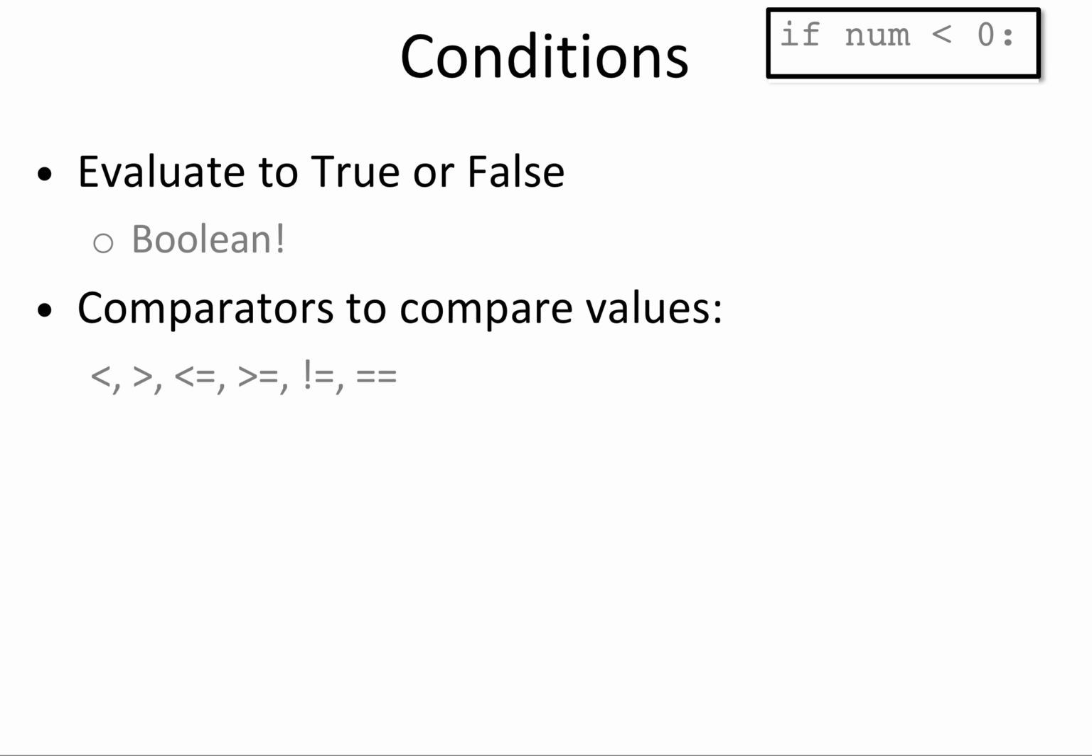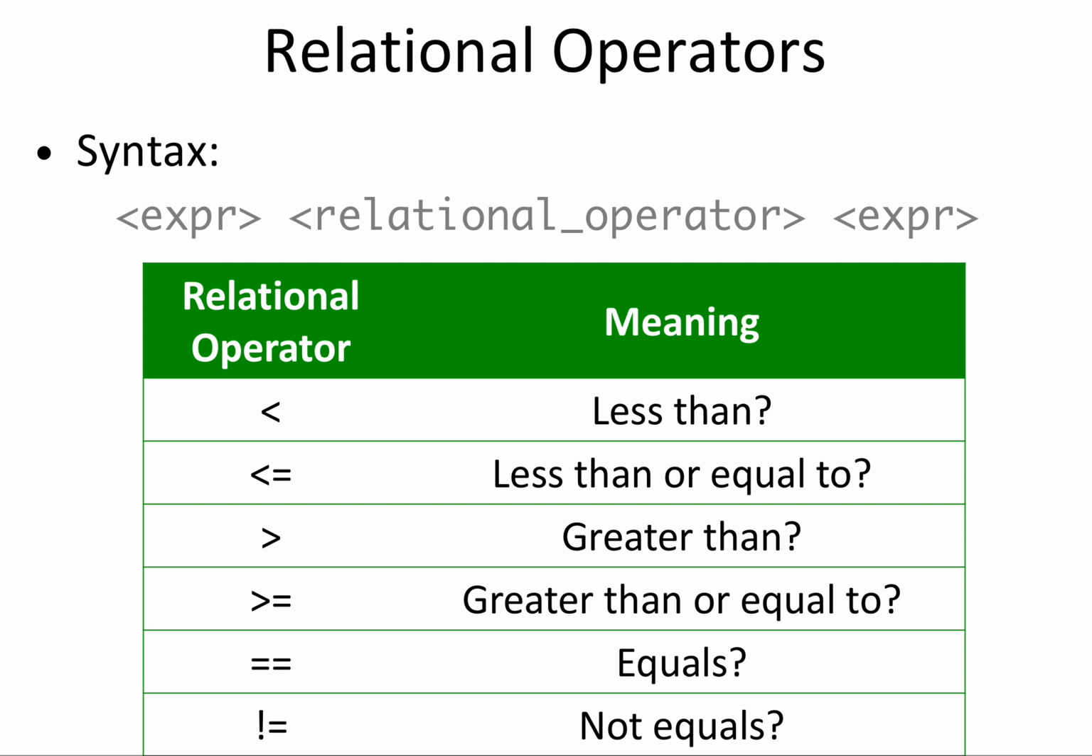Have we been using the equal sign already in our programming? Why, yes, we have in assignments. Also, notice there's an exclamation point equals. Well, an exclamation point often means not in a programming context.